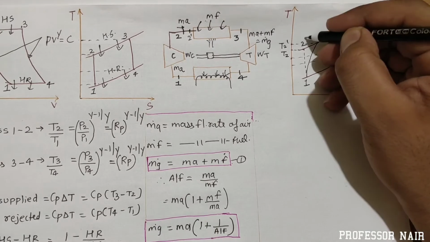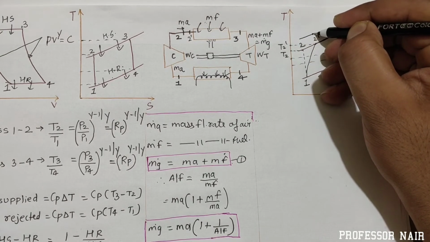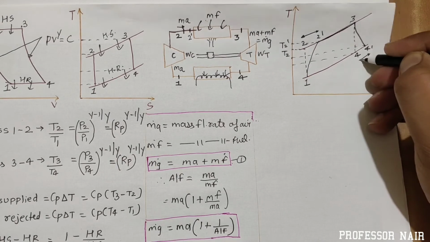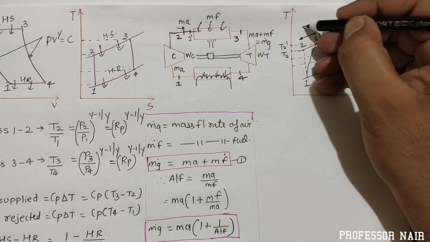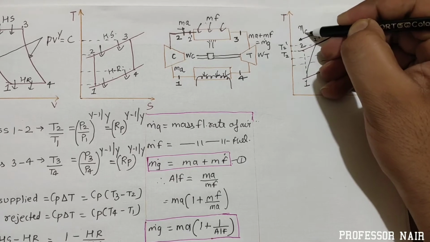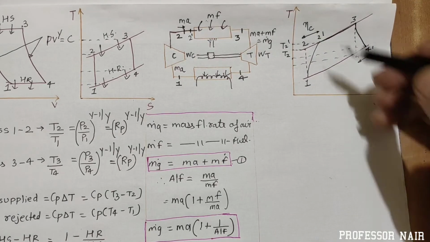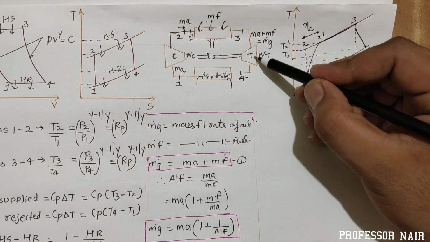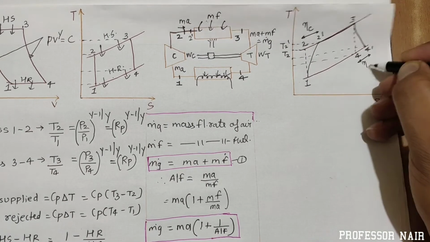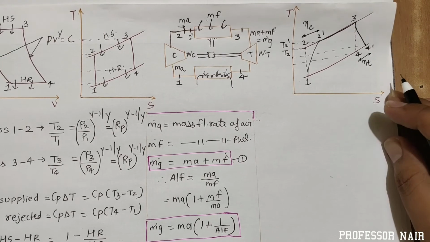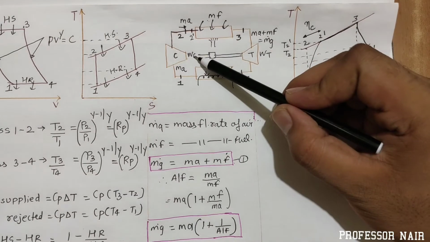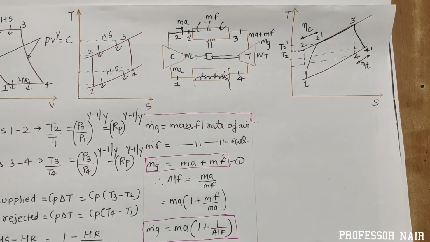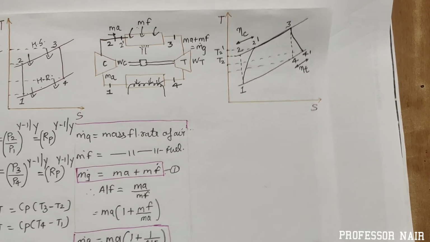So this is the actual cycle. Actual cycle means the temperature T2 will vary by this amount and T4 will vary by this amount. So why is this varying? It is denoted by a term eta C. Eta C means efficiency of compressor. Similarly, 3 to 4 is in the turbine, so here I will write efficiency of turbine. So WC means work of compressor, WT is work of turbine. So I will adjust a little bit here.